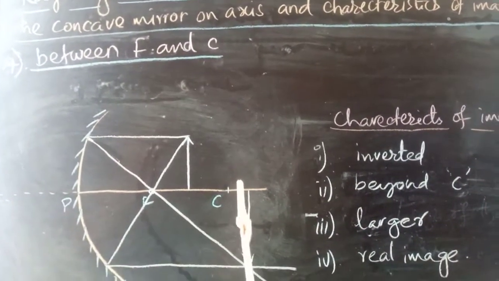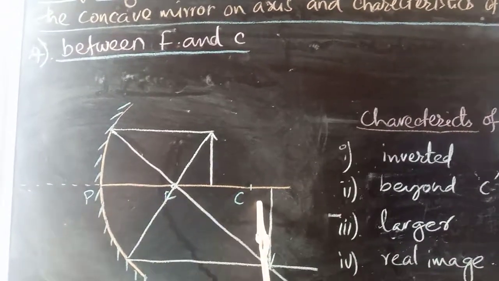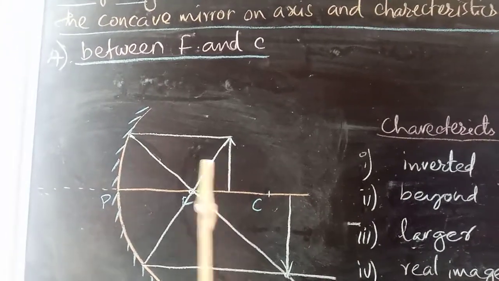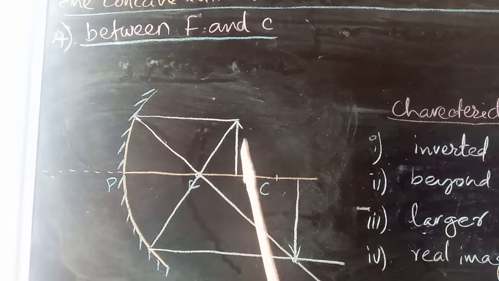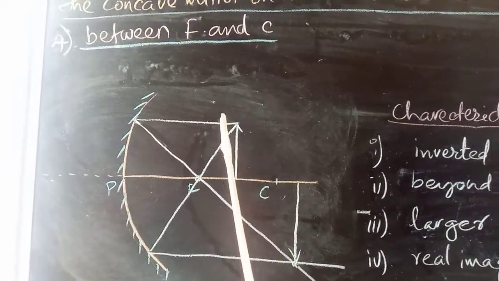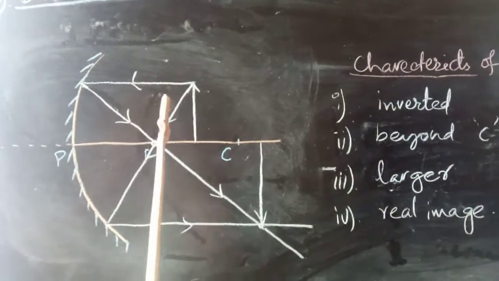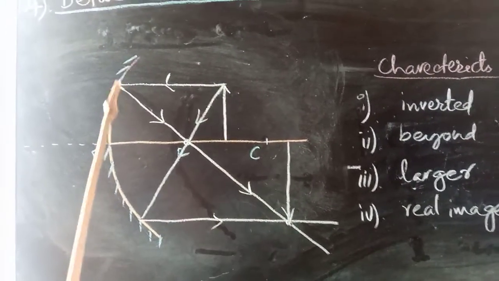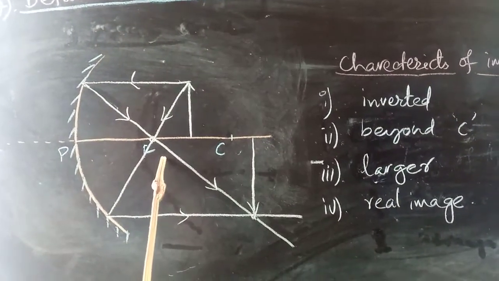When your object is situated in between F and C, what are the characteristics of the image? You will see the diagram of this concave mirror. I draw an object in between F and C, and two light rays are drawn here. At the tip of the object, the first light ray goes parallel to the axis, and it is reflected through the focus point, like this.